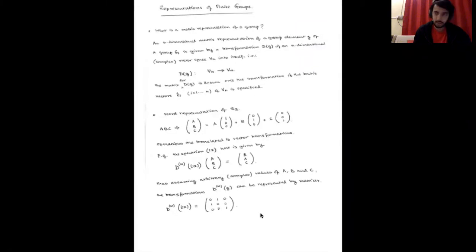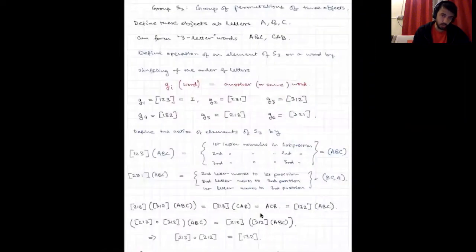Okay, very good. So we were looking at trying to understand S3, and I said a lot of words assuming that you were able to see my screen, which unfortunately went blank for a while. So what I wanted to say was the thing that I've written down here. S3 is the group of permutations of three objects.